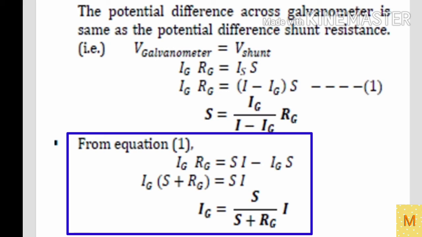By bringing the Ig term to the left hand side, we can write Ig into (S plus Rg) is equal to S into I. From this equation, we can write the equation for current flowing through the galvanometer as Ig is equal to S by (S plus Rg) into I. This equation helps to determine the current flowing through the galvanometer.